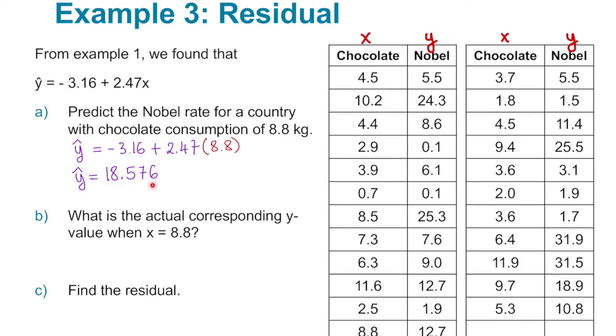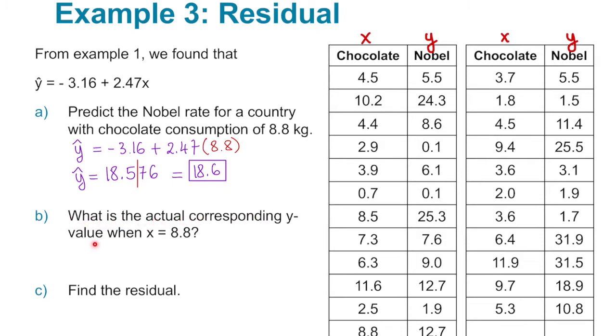And I got y hat equals 18.576. Since the original data only have one decimal place, I would round it to one decimal place to match my original data. However, you should always read your instruction to see how many decimal places you should round to. 18.6. This is the predicted Nobel rate when the chocolate consumption is 8.8 kilograms.